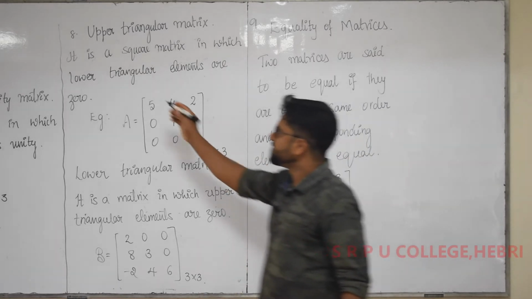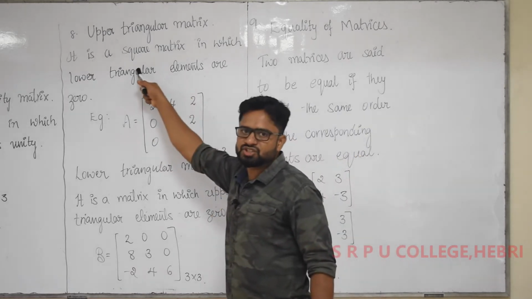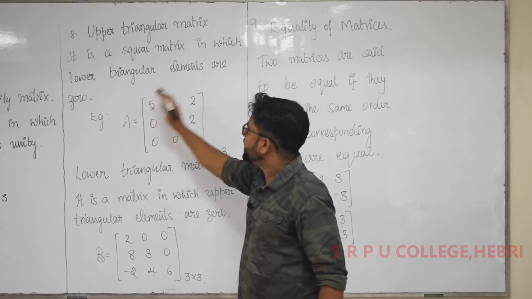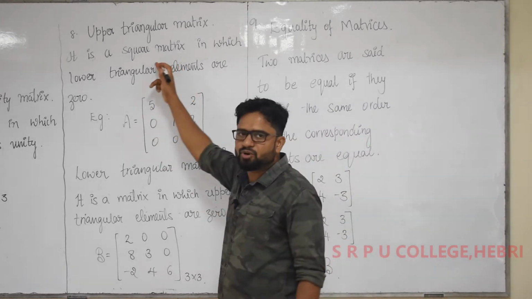Okay. While writing definition, it is a square matrix. That square matrix is very important, students. If you write a matrix in which lower triangular elements are 0, if you write that, you will lose marks. So square matrix is very important there.